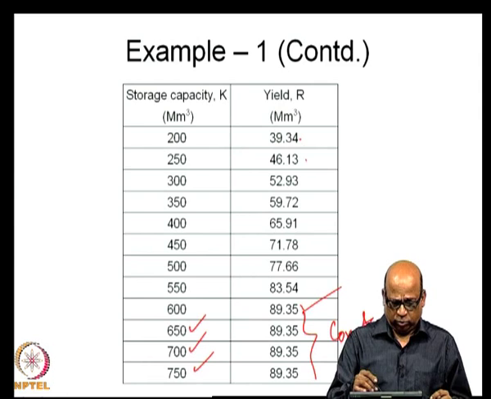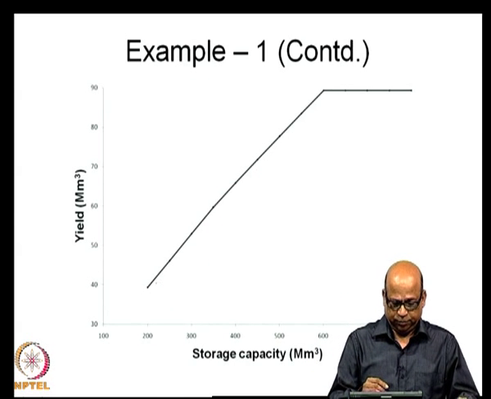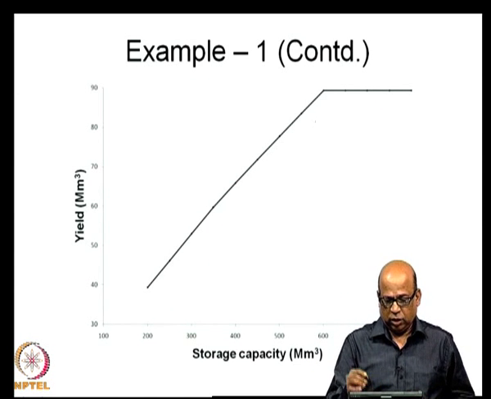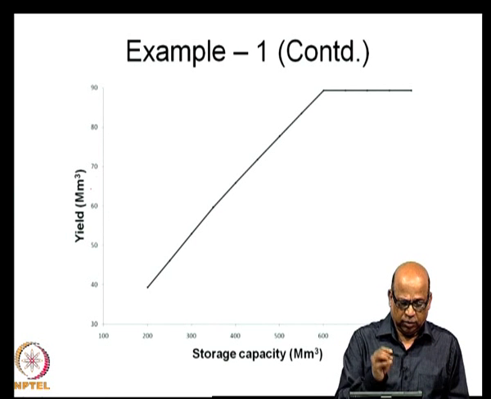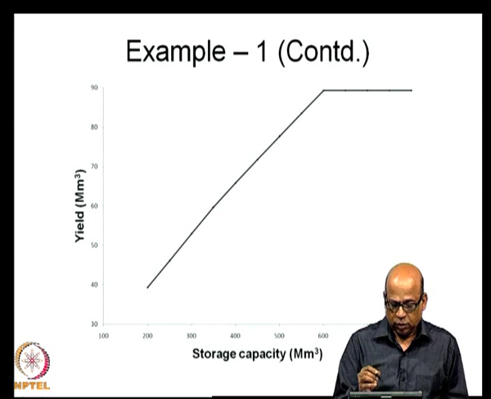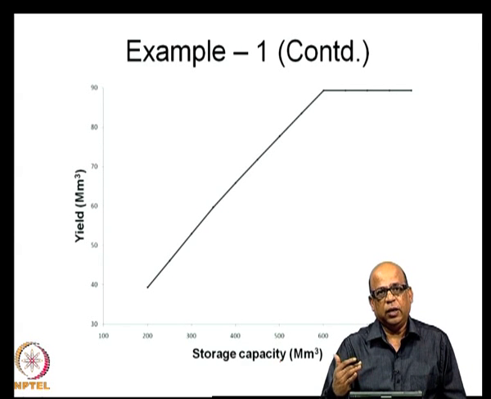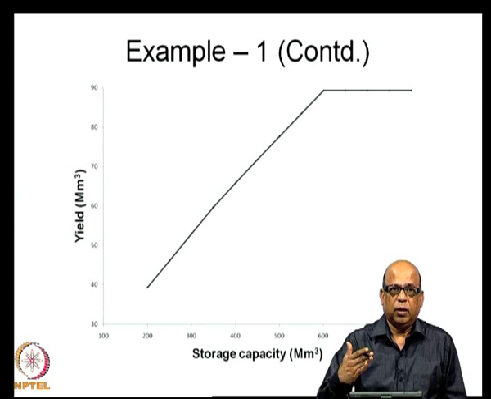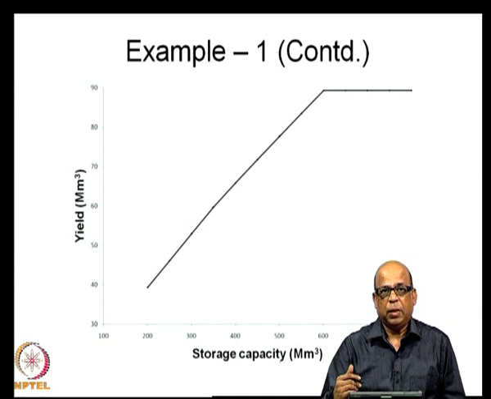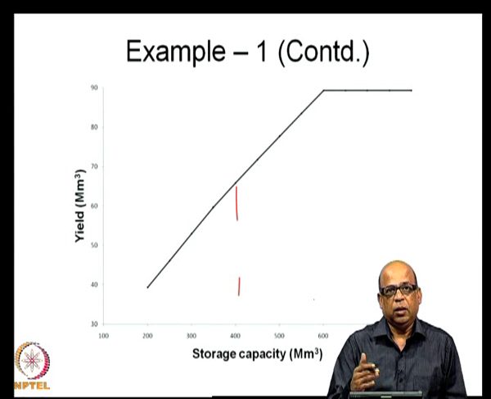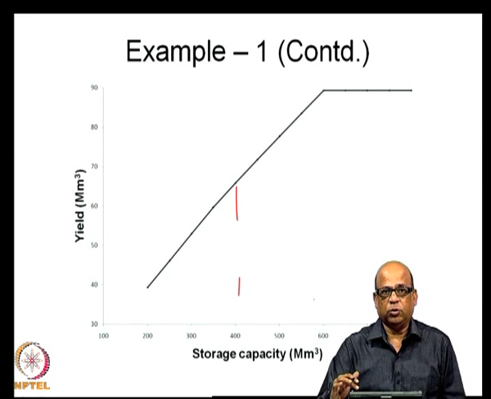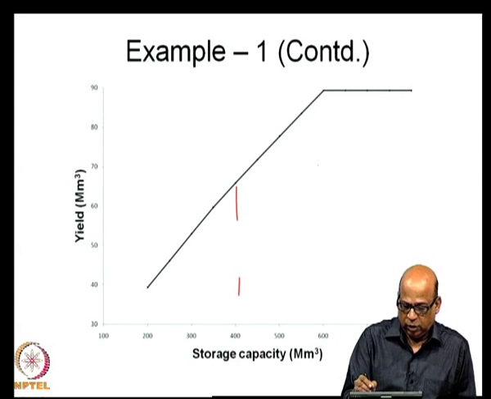So, we generate a storage yield function and look at the pictorial representation of this. This is the storage capacity, and this is the yield in million cubic meters. Now, this kind of analysis will be useful when you are planning for a reservoir. That means you are asking the question, should I build a reservoir of 400 units, 500 units, 600 units, and so on. What is the constant maximum release that I can maintain for a given hydrology? So, this is the storage yield function.